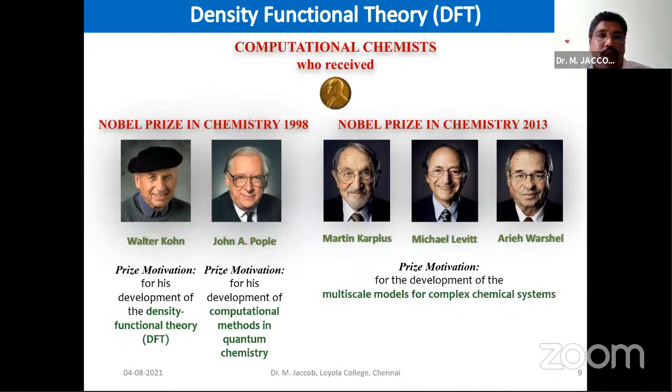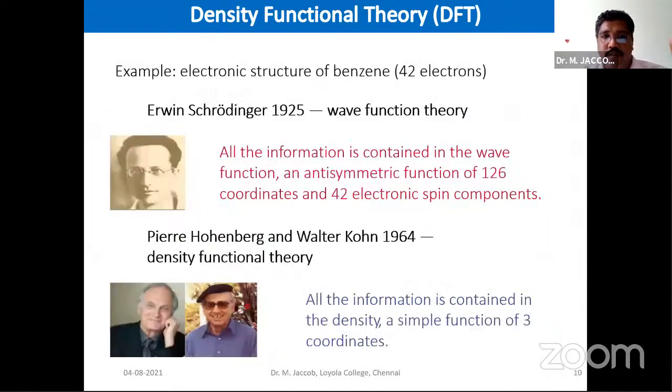These are the people who invented DFT, especially Walter Kohn and Pople. They are the pioneers in the field of DFT, who gave the proof for how the ground state electronic energy can be predicted by using the density of the molecule. Recently, people also got the Nobel Prize in chemistry for the multi-scale model for complex chemical systems using computational calculations.